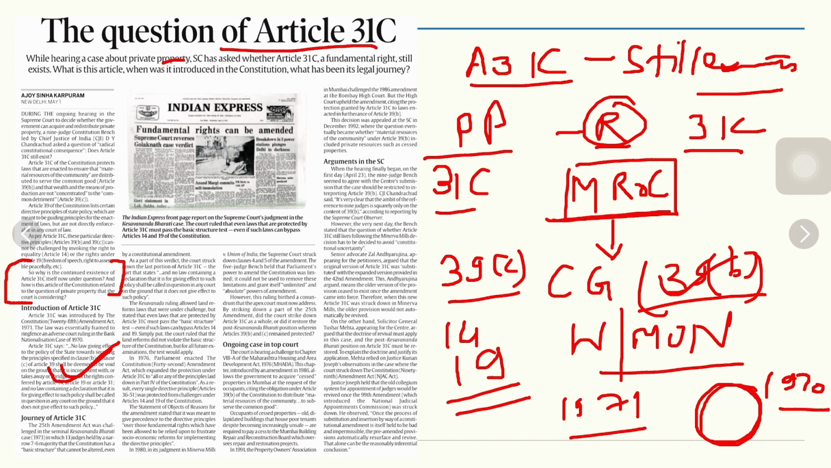The ongoing case in the Supreme Court concerns a challenge to Chapter 8A of the Maharashtra Housing and Area Development Act. This chapter, introduced by an amendment in 1986, allows the government to acquire cessed properties in Mumbai at the request of the occupants. The arguments in the Supreme Court are like this. When the hearing finally began on the first day, April 23rd, the nine-judge bench seemed to agree with the Centre's submission that the case should be restricted to interpreting Article 39B. CJI Chandrachud said that it is very clear that the ambit of the reference to the nine judges is squarely on the subject of Article 39B.